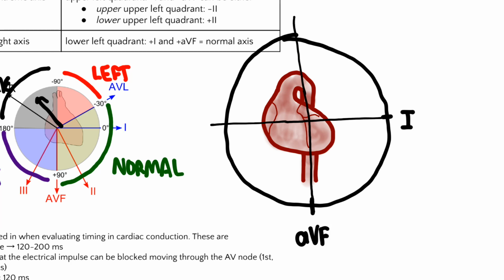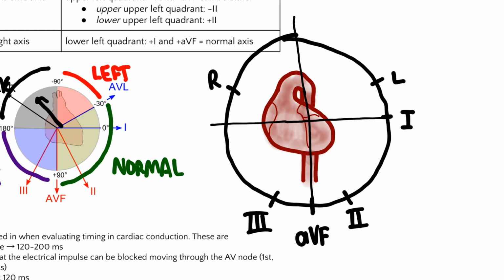And now let's draw the other ones. We know that 2 is somewhere over here, 3 is somewhere over here, and AVL, I'm just going to put an L there, and AVR was something like that.